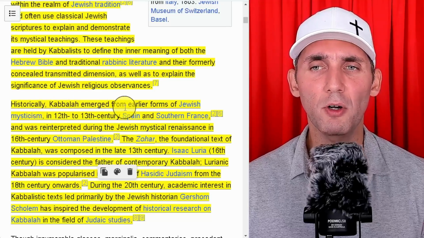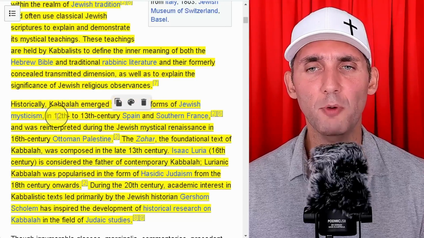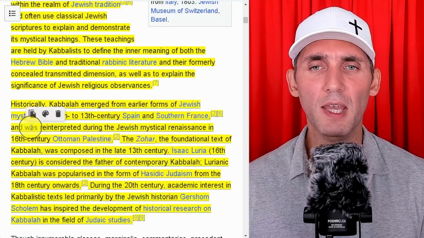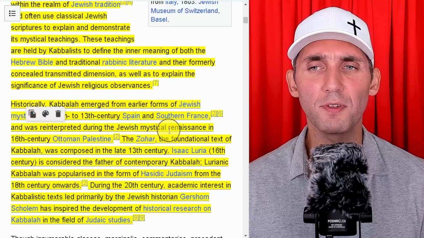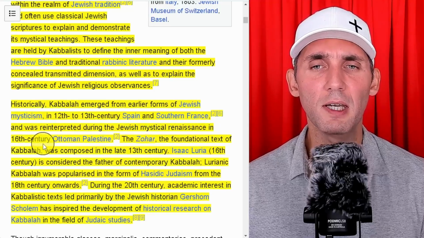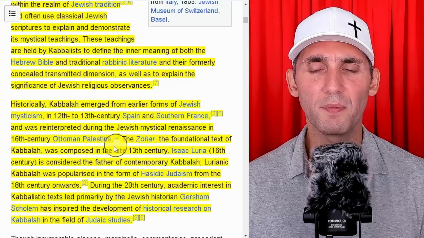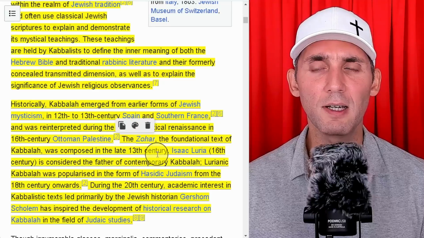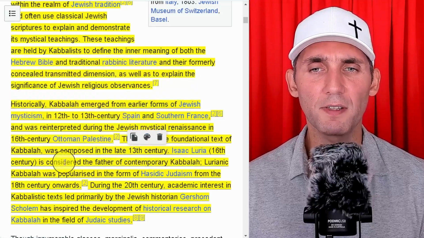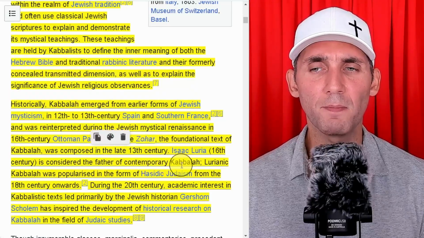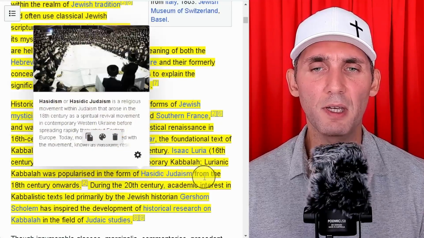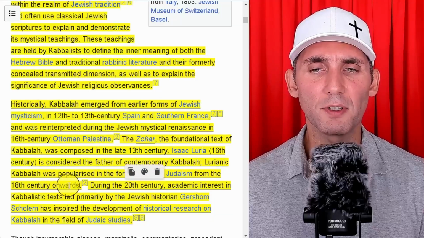Historically, Kabbalah emerged from the earlier forms of Jewish mysticism in 12th to 13th century Spain and southern France, and was reinterpreted during the Jewish mystical Renaissance in the 16th century Ottoman Palestine. The Zohar, the foundational text of the Kabbalah, was composed in the late 13th century. Isaac Luria is considered the father of contemporary Kabbalah. Lurianic Kabbalah was popularized in the form of Hasidic Judaism from the 18th century onwards.